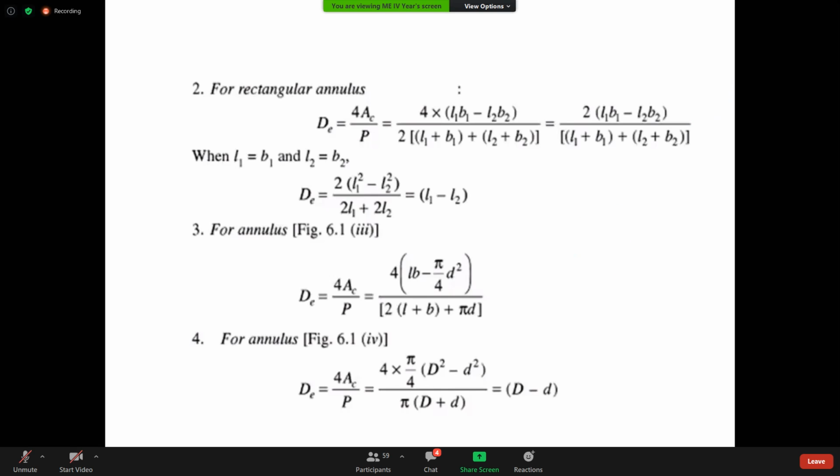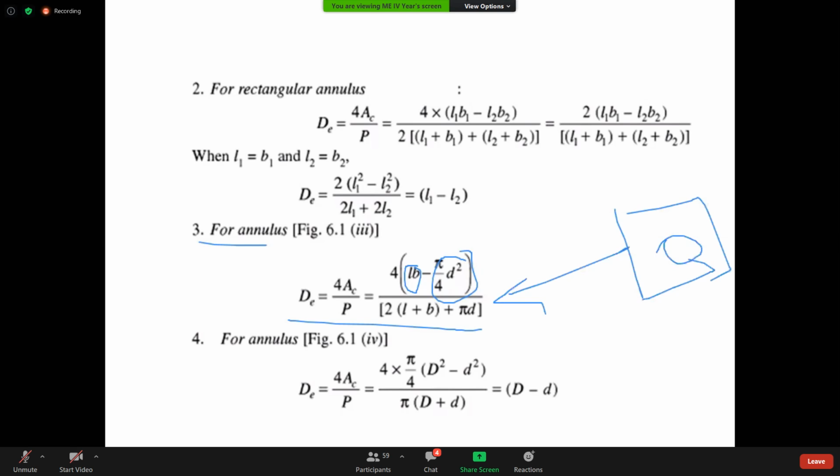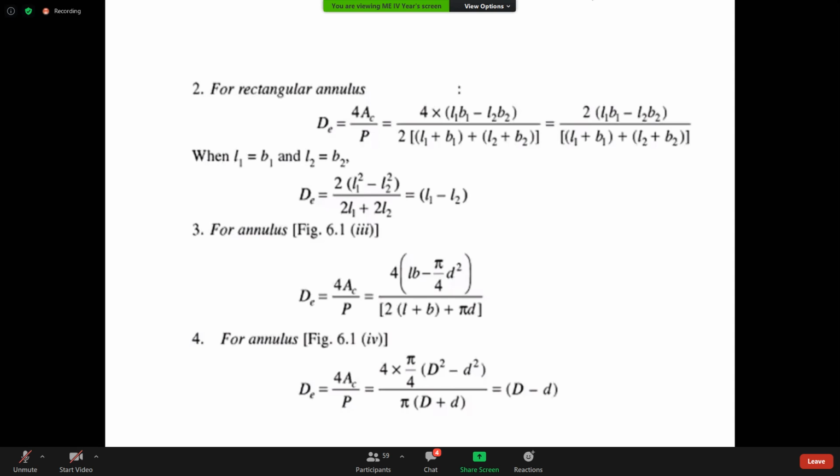Right. So for the annulus, this is the thing, because pi by 4 d square is for the circle and LB is for the rectangle. This is the geometry as given in the previous slide. For example, if it is a hollow thing, which is having different diameters, then the equivalent diameter we need to calculate. So in this way, we have to calculate the equivalent diameters.